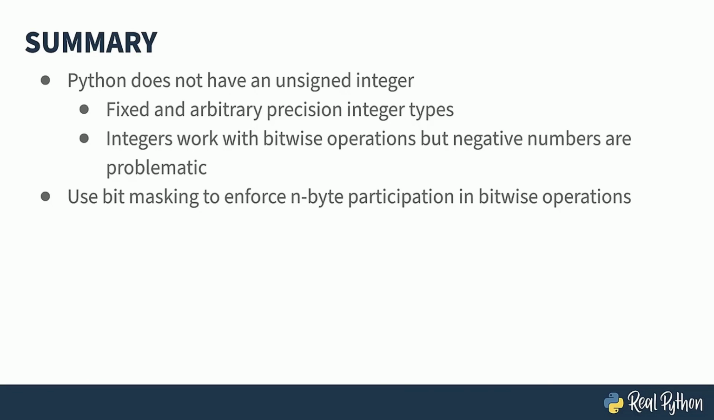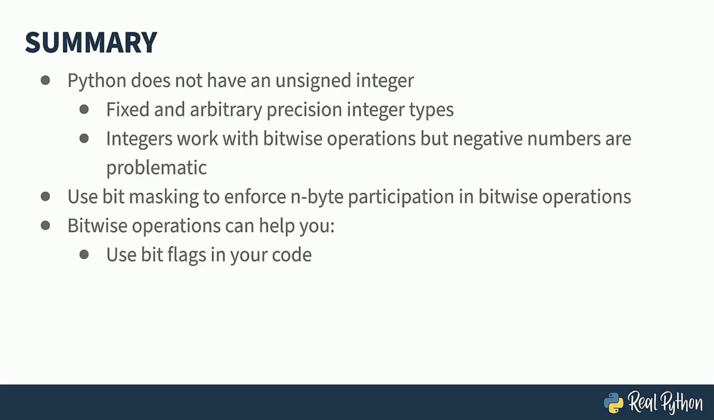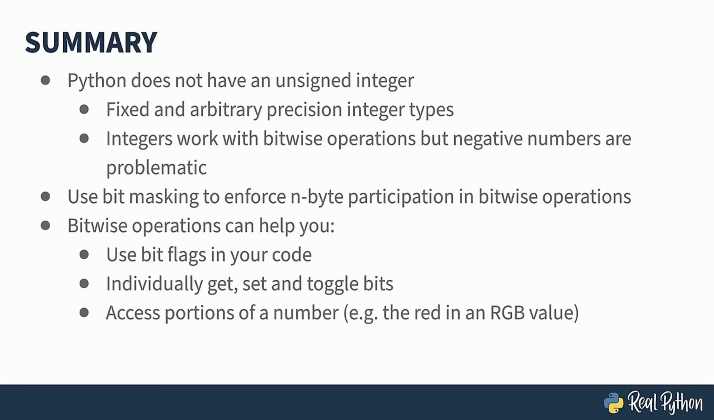Most times, when you're interested in binary, you're not going to be dealing with negative numbers, just the raw bits. Using a bit mask can help you enforce the use of a subset of bytes of your Python integer, getting around the negative number problem most of the time. You can use bitwise operations to implement sets of binary flags, get, set, and toggle individual bits in a value, and access portions of a value, such as the R, G, and B parts of a color.